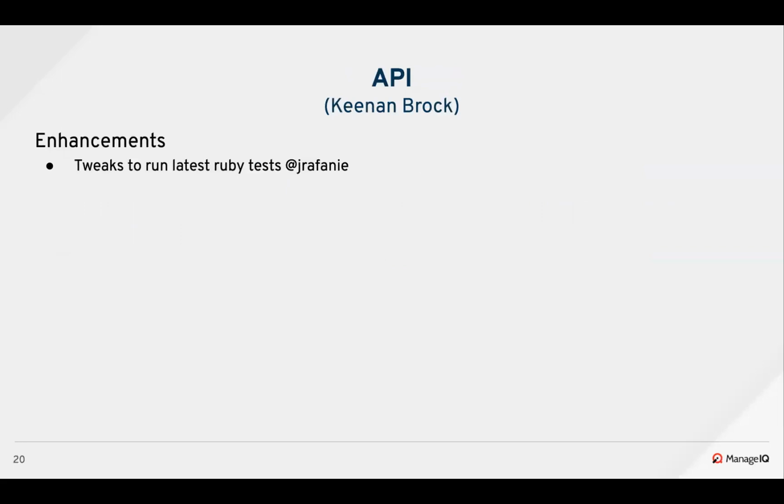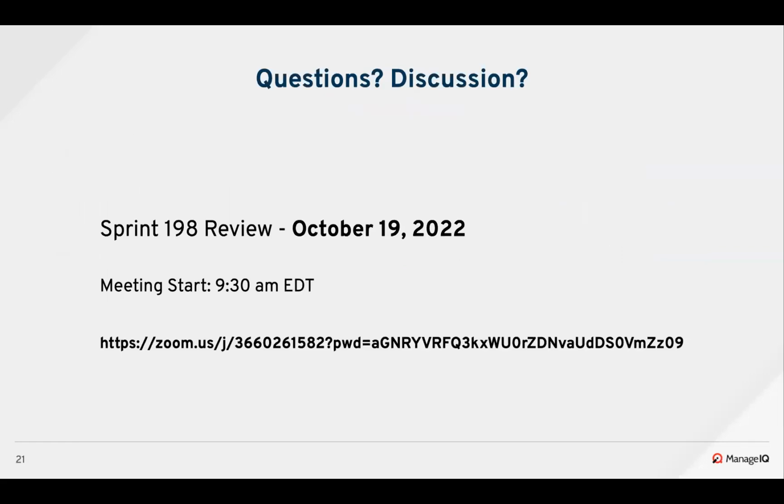Not much on the API front. As part of Joe's changes to get us up to the latest version of Ruby, we do have some minor changes there, but besides that, no real changes on the API. On to Jason. All right, and that's it for the Sprint 197 review.